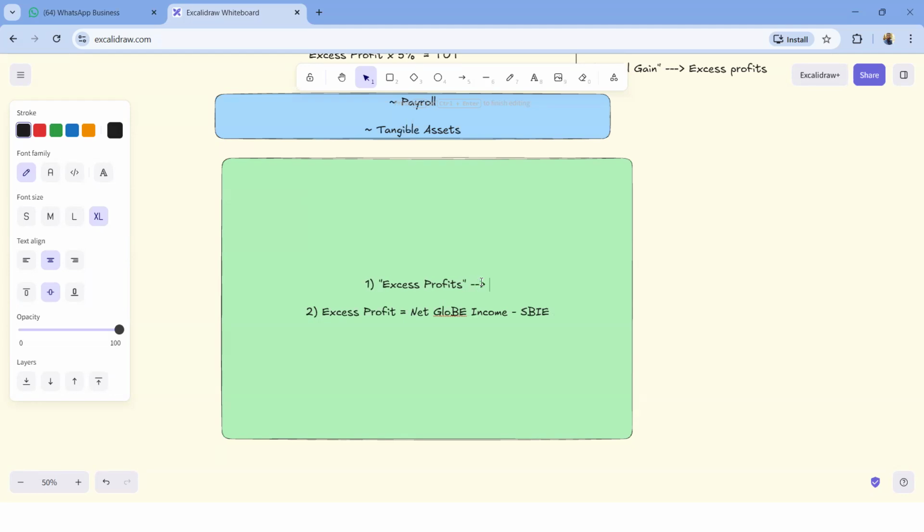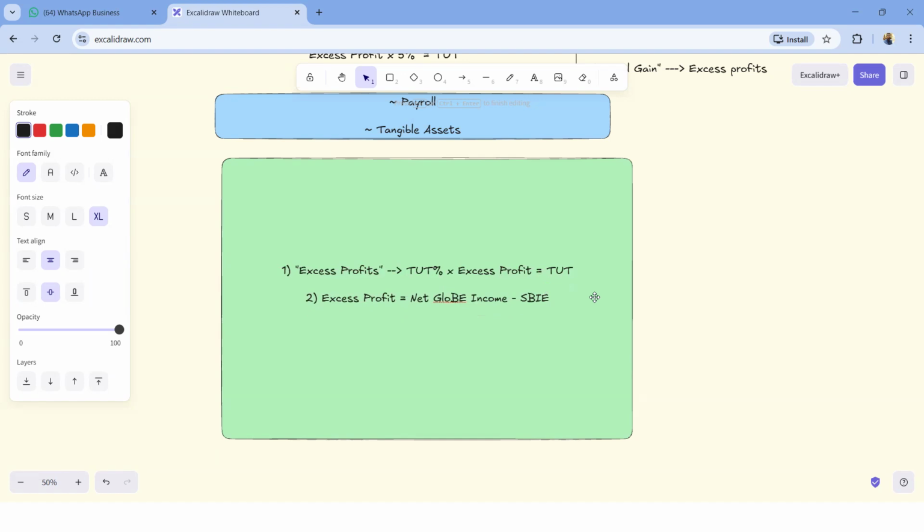Why is excess profit important? Because the top-up tax percentage applies only on the excess profits, not on the total GloBE income. So excess profit is GloBE income minus SBIE. Now, what is SBIE? SBIE is the payroll carve-out plus the tangible asset carve-out.